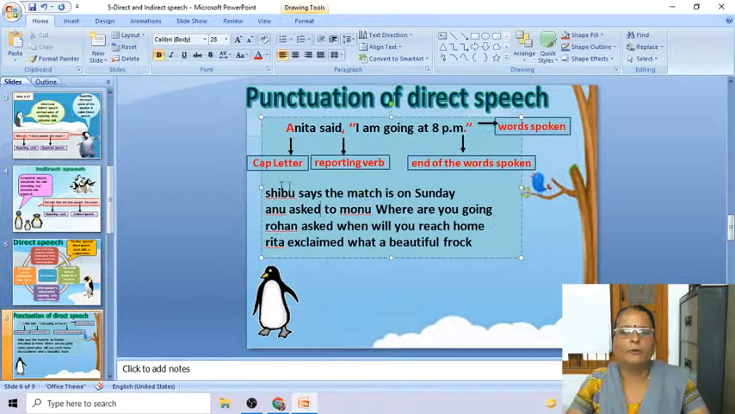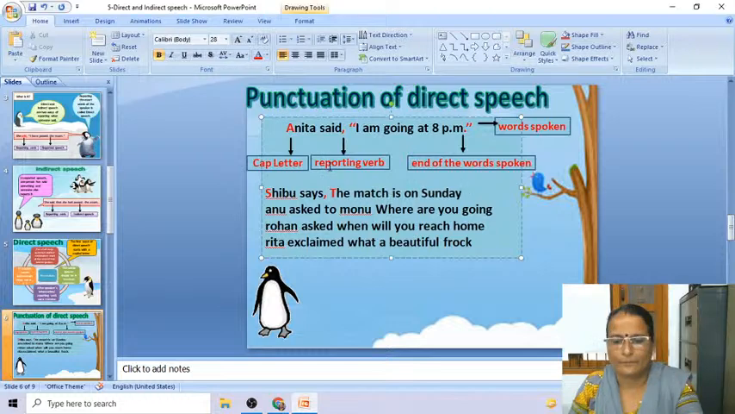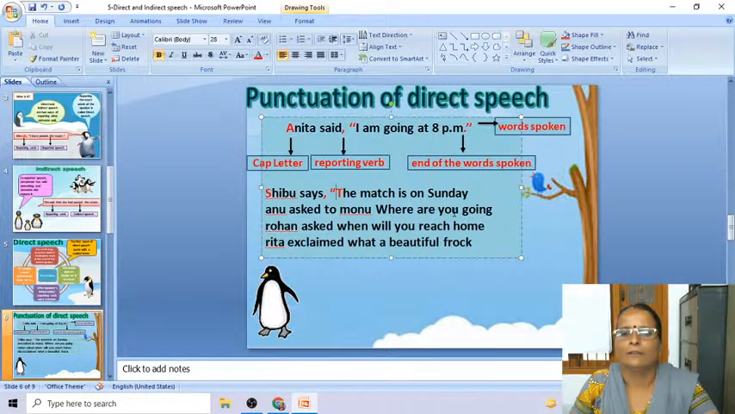I will just help you here. The first one, Shibu, S should be capital letter, and this H should be, I am making it red color. Here again red color, says comma, then T should be capital letter. Okay, here I am making T red color, and here in front there should be inverted comma. Okay, then after Sunday there should be inverted comma.